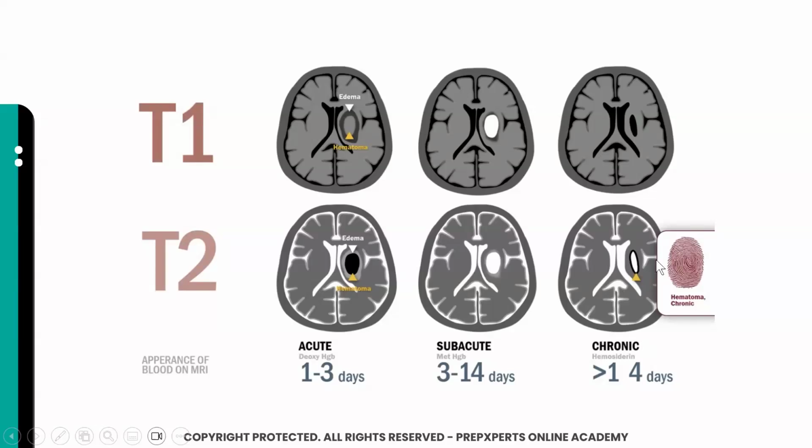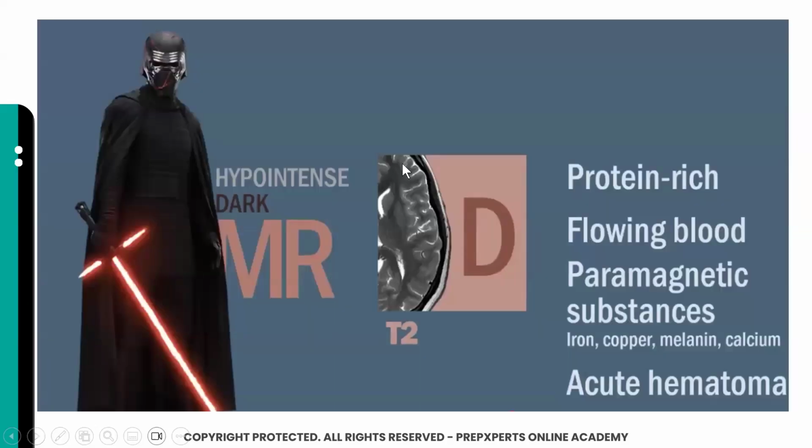Hemosiderin ring appears in chronic hematomas or hemorrhages. So that will actually make it darker. The brightened portion will be very less, and T1 will also show it as a hypointense area. So this is the chronic hematoma or hemorrhage. What happens on T2? Okay, so you have a lesion that is darker on T2.